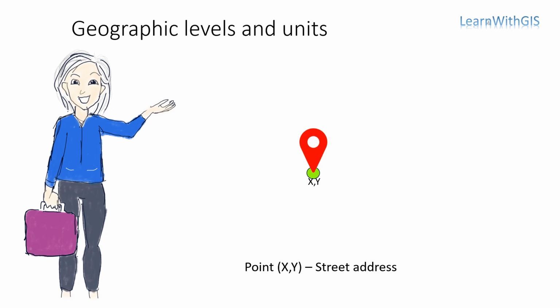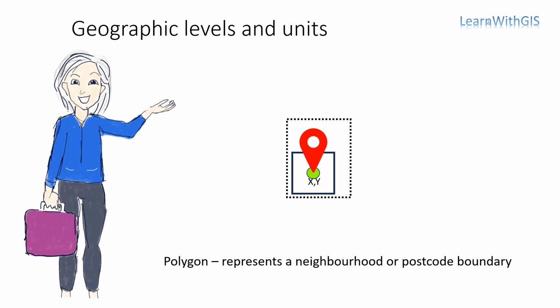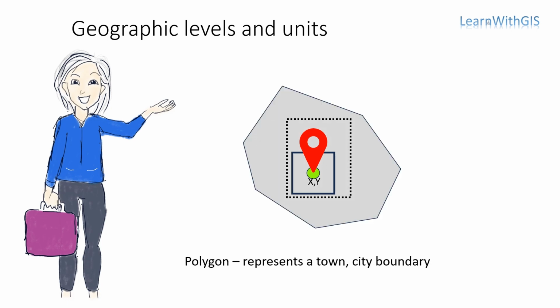To further highlight geographic levels and units, let's start with a point location that is defined by a set of X and Y coordinates, as illustrated here, and may represent a street address or the location of a building. Next, this address may be associated with a parcel of land or property boundary, which can be represented by a polygon. This is located in a neighborhood and has a certain postcode. Again, these can each be represented by a polygon, and is situated within the boundaries of a town or city. The boundary extents of the town or city are captured by the polygon in light gray.